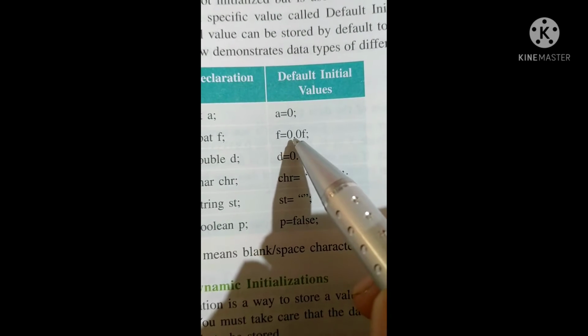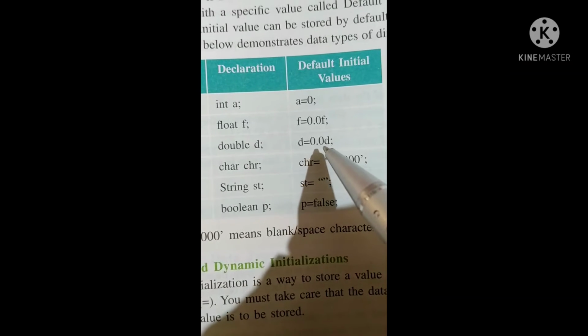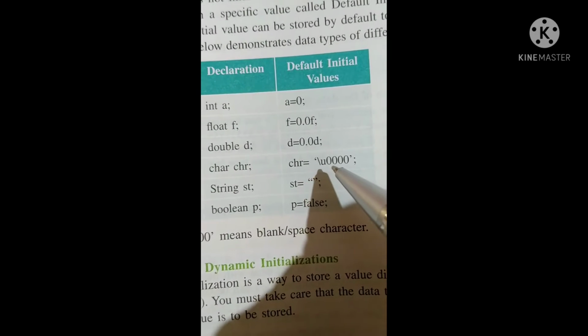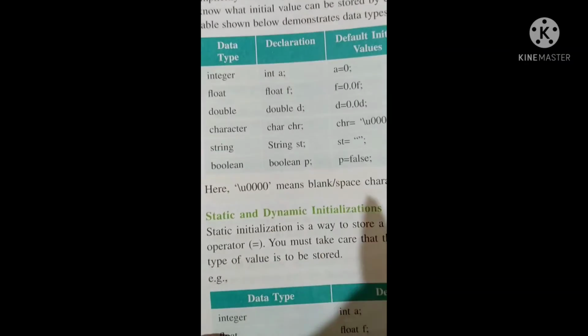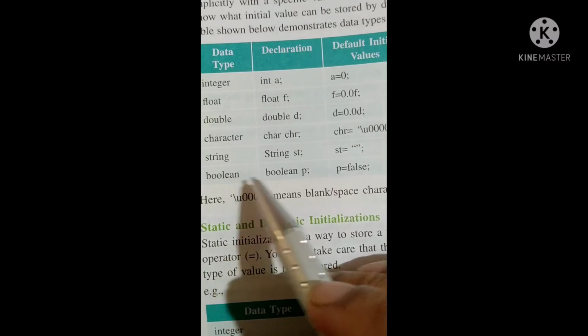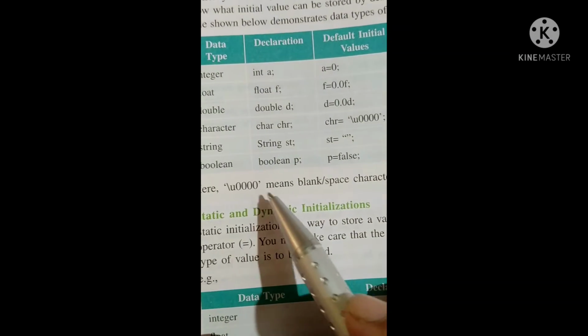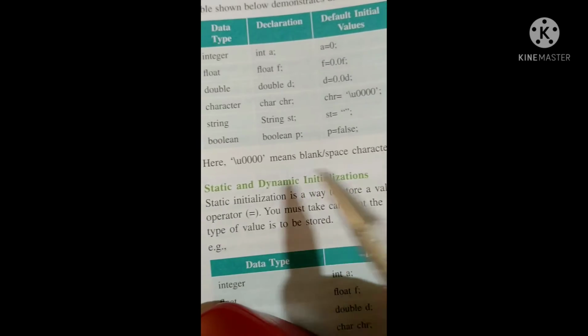Float f equal to 0.0f. Double d equal to 0.0d. Char is apostrophe backslash u 0000. String, like this you will see, and the default value of boolean is false. Here this means a blank space character.